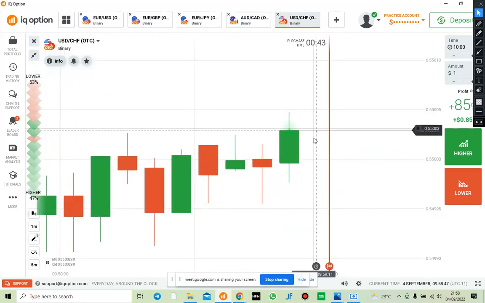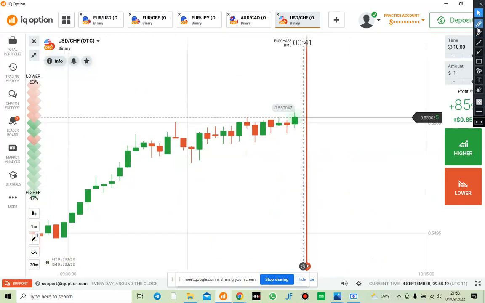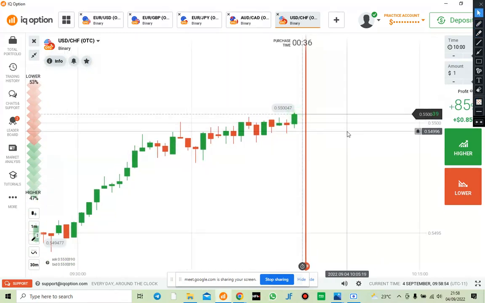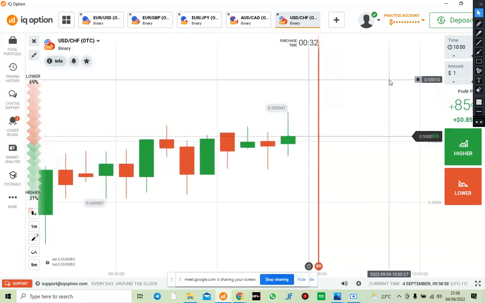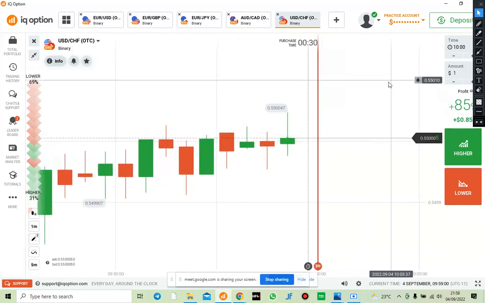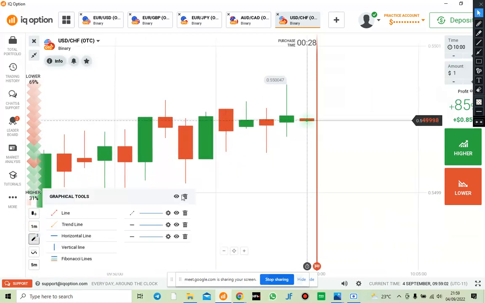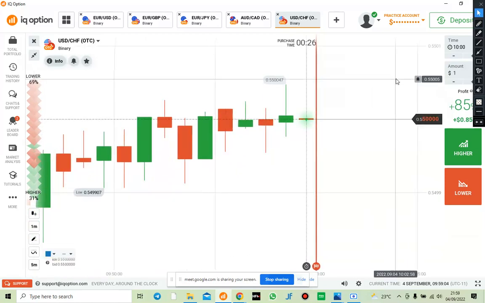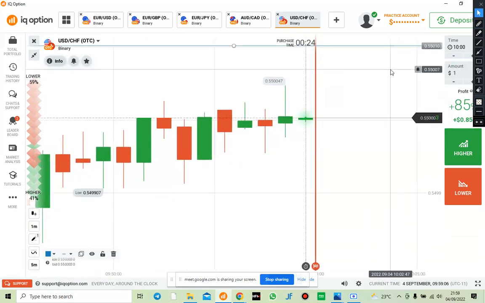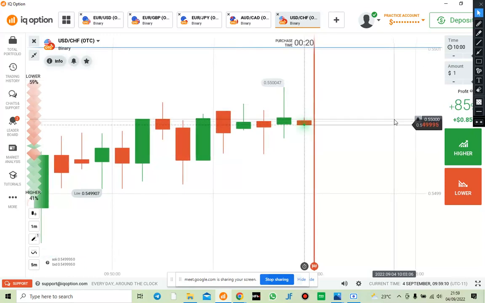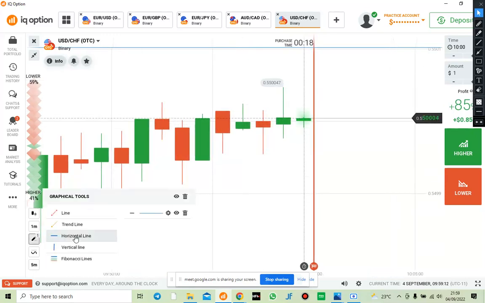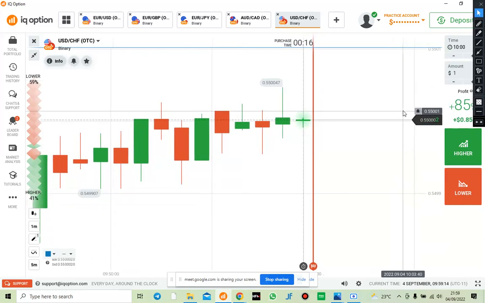Let's check another chart and let's use the round number. Go on the left side, check on the left side. Make sure that you trade on round number or whole number. This is a round number here. There's a round number here, round number here, whole number here. There's a whole number here.